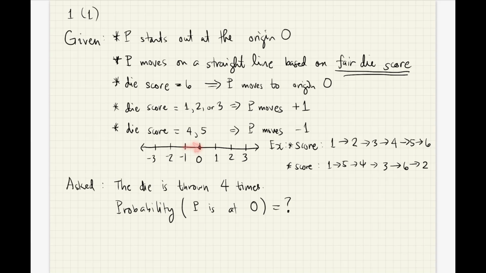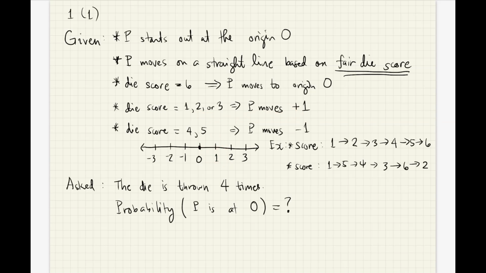Now you roll, you get a 6. 6 means we teleport to the origin, and so nothing happens because we're already at the origin. We're still there. And finally, we roll a 2, and 2 tells us we have to move forward by 1 unit, and that means we'll end up at this position. So after all 6 rolls, we will end up at 1.